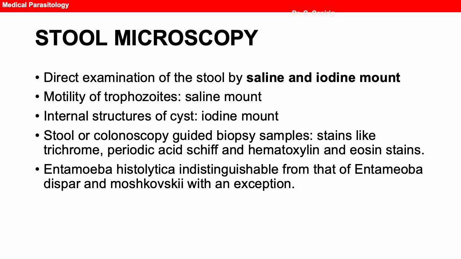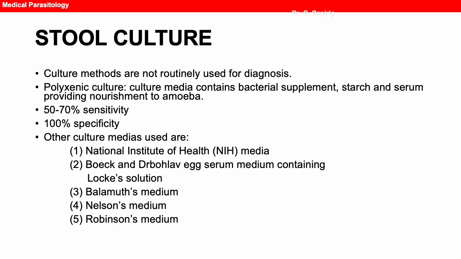Entamoeba histolytica is morphologically indistinguishable from Entamoeba dispar and Entamoeba moshkovskii, with an exception. So culture methods are not routinely used for diagnosis. A polyxenic culture can be made. It has a 50 to 70% sensitivity and 100% specificity.